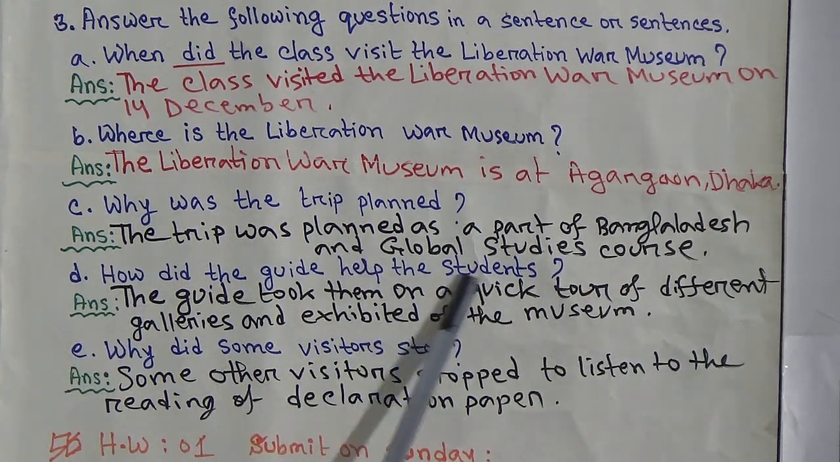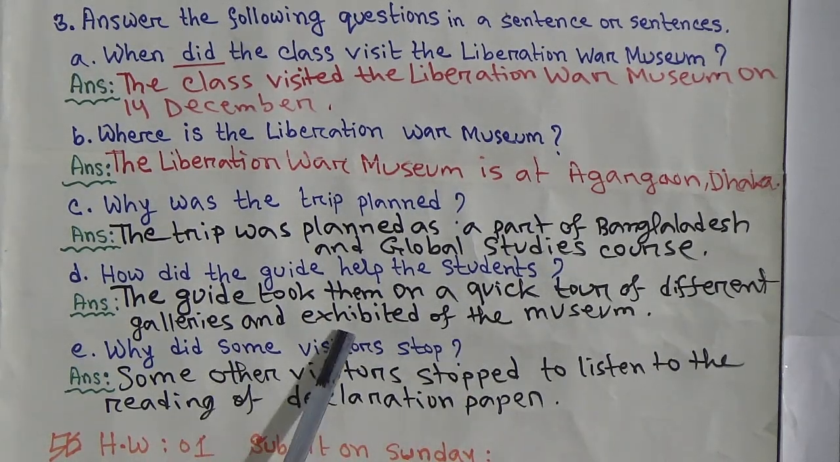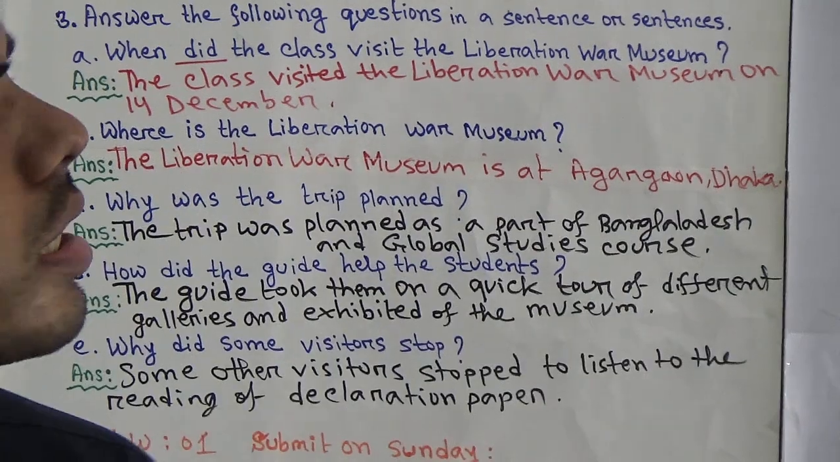How did the guide help the students? The guide took them on a quick tour of different galleries and exhibits of the museum. Why did some visitors stop? Some other visitors stopped to listen to the reading of declaration paper read out by the teacher. Okay, it has been finished our today's discussion.